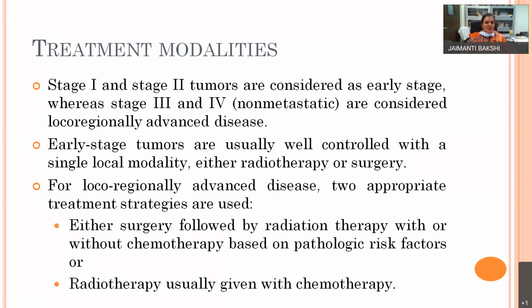So stage 1 and stage 2 tumors are considered early stage disease, whereas stage 3 and 4 non-metastatic are considered locoregionally advanced disease. Early stage tumors are usually well controlled with a single local modality, either radiotherapy or surgery. For locoregionally advanced disease, two appropriate treatment strategies are used: either surgery followed by radiation therapy with or without chemotherapy based on the pathologic risk factors, or radiotherapy usually given with chemotherapy.